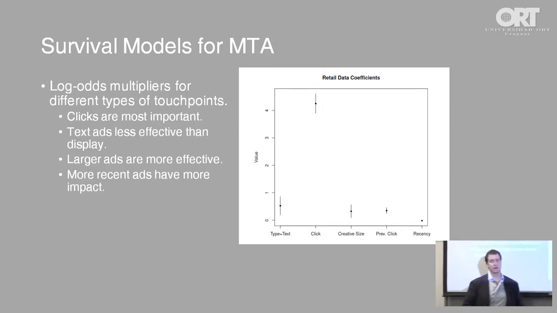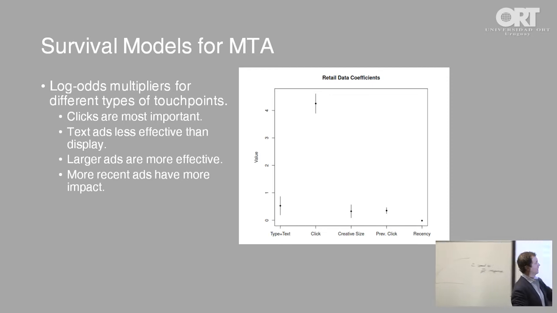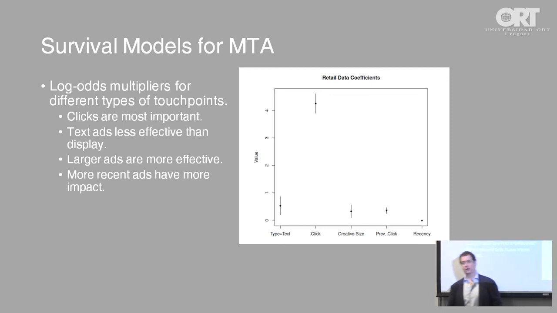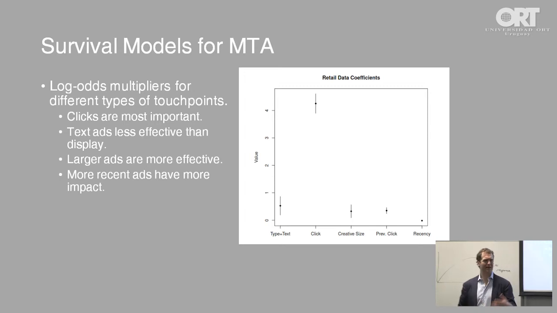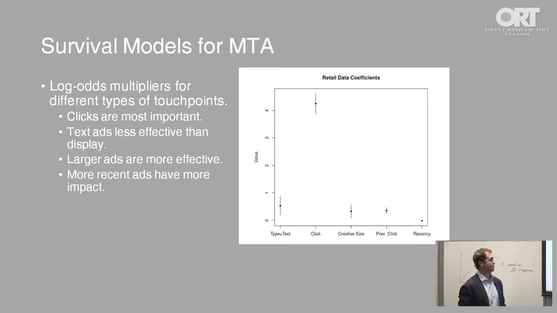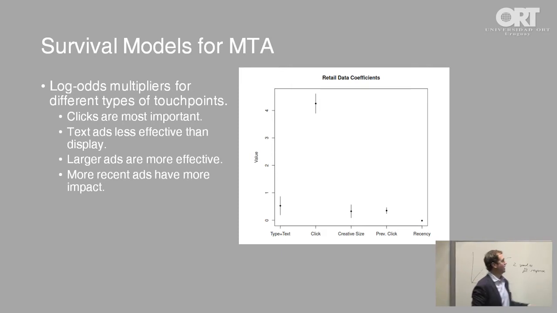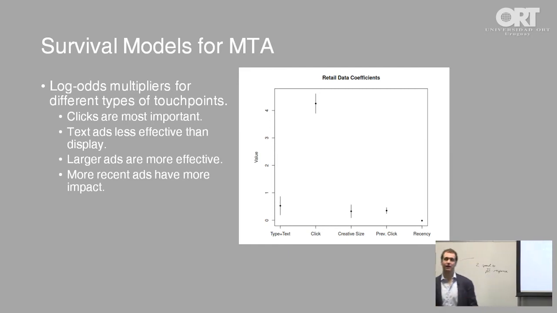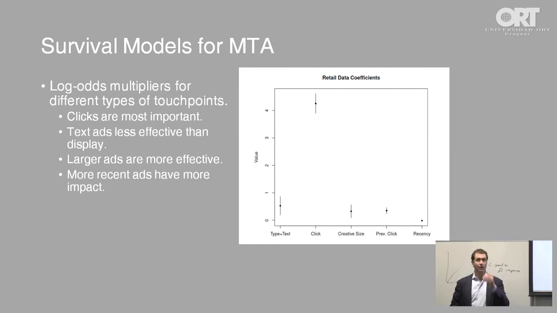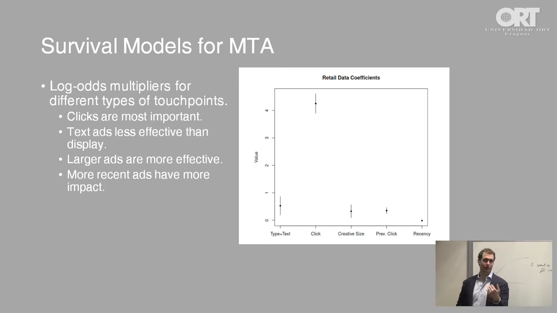These are the log odds multipliers. So for those of you who come from kind of a modeling background, we see that a click has a huge impact on changing someone's response, right? That makes sense. If you clicked on an ad, you are very likely to interact with that business. Other things, text ads are less effective than display ads, a little piece of text versus some kind of image. Larger ads are more effective. That's what I found in my research. And then the more recent an ad is, the bigger impact it has.